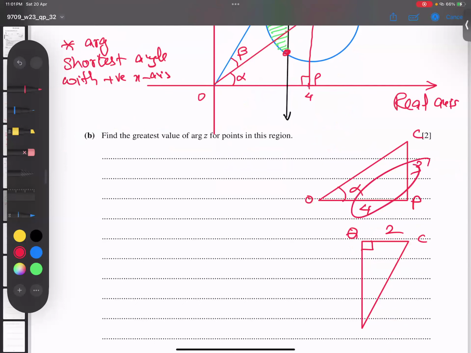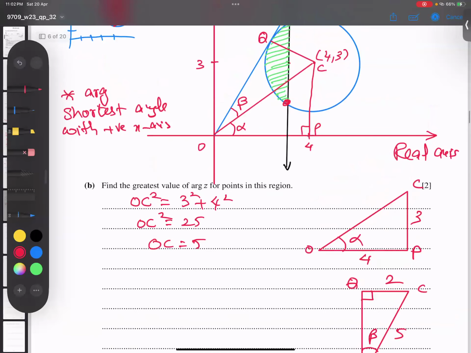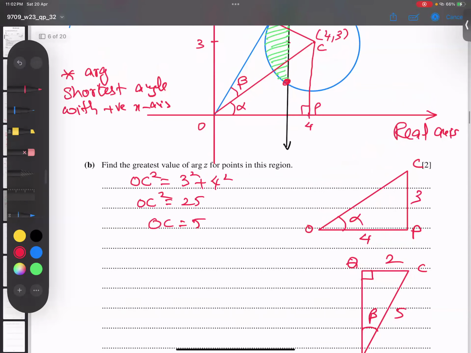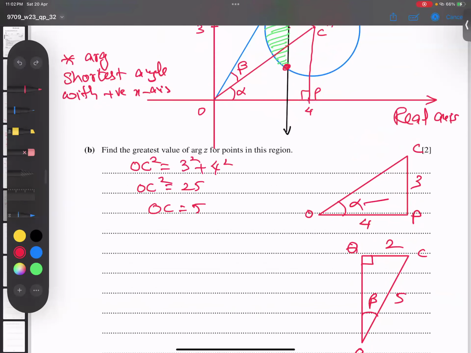And using the Pythagoras theorem, I can say here OC square equals 3 square plus 4 square. I got 25, and OC gives you 5. Why do I need this? Because this will come here. This is a 5, and now I call it beta. You see, students? I think you got my point. And I get both angles and add them.